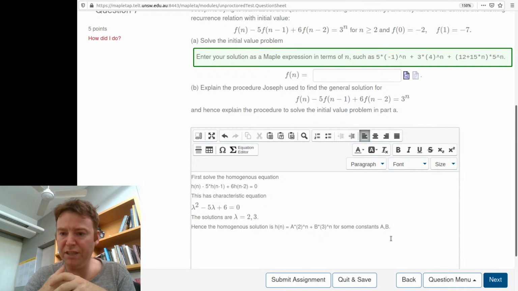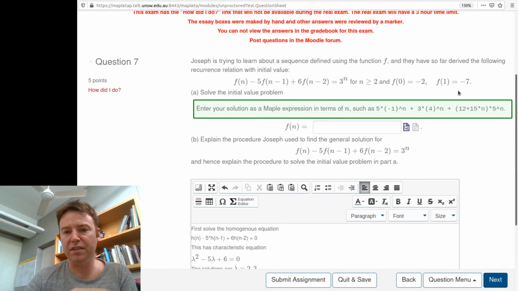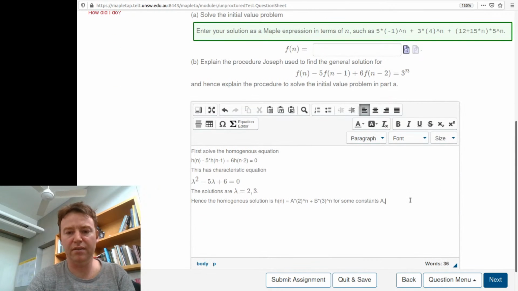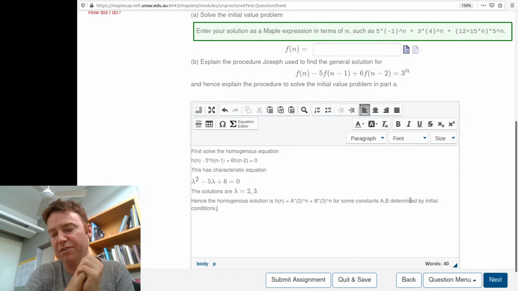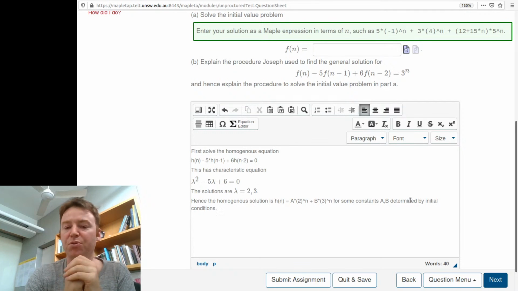Is solving the initial value problem the same thing as solving the homogeneous equation? They're not exactly the same. There is overlap between them. Initial value problems just means you are given these things, the A and B. You won't always get given initial conditions. You will always solve the homogeneous equation. That's always going to be a thing you do. Sometimes you will get given initial conditions, in which case it becomes an initial value problem.